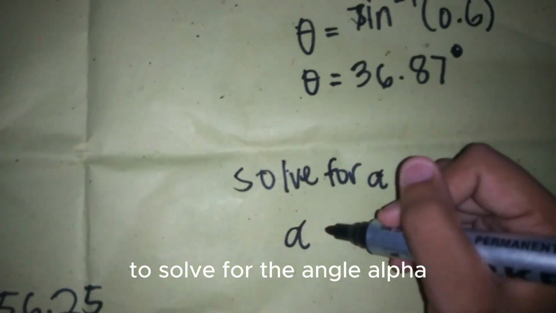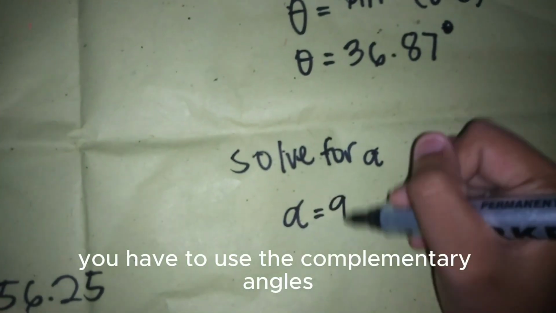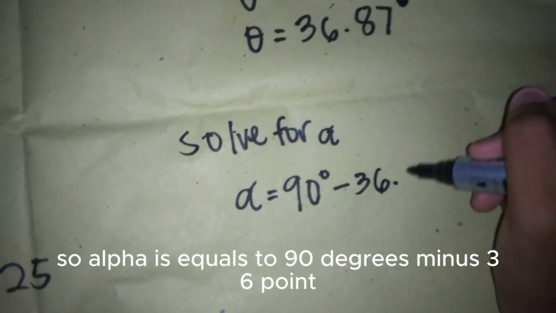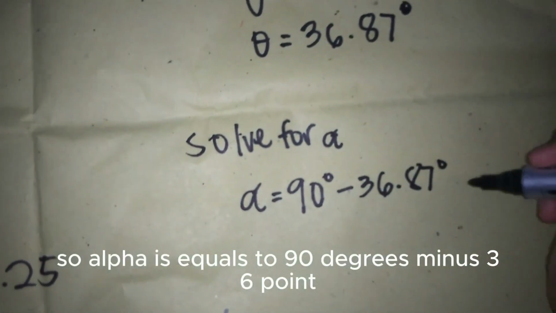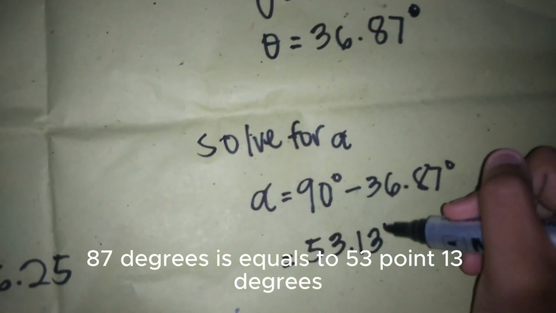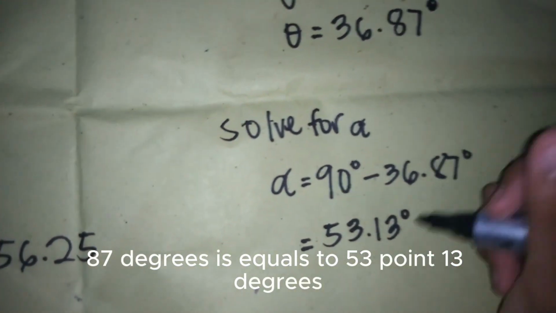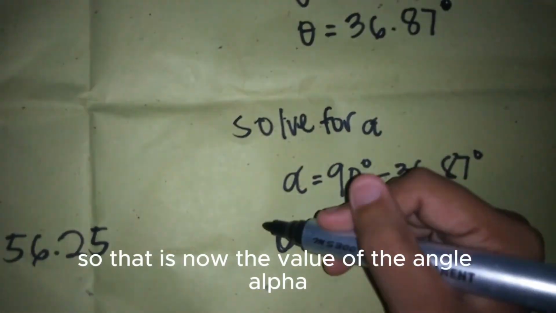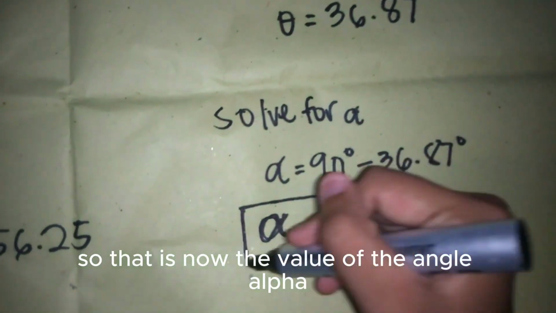To solve for the angle alpha, you have to use the complementary angles. So alpha is equal to 90 degrees minus 36.87 degrees, which is equal to 53.13 degrees. So that is now the value of the angle alpha.